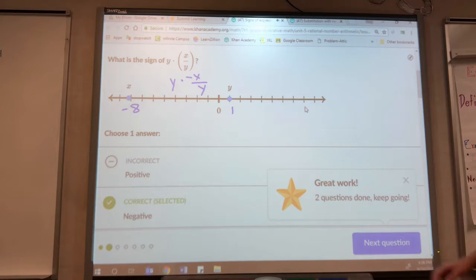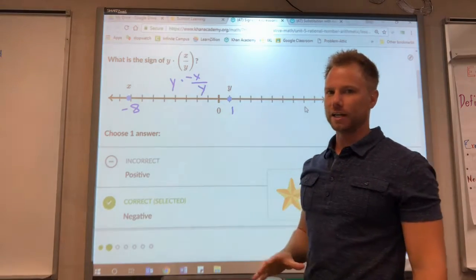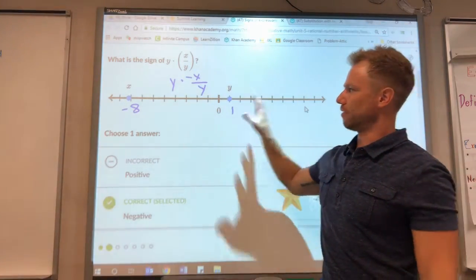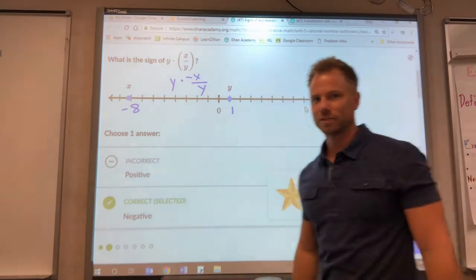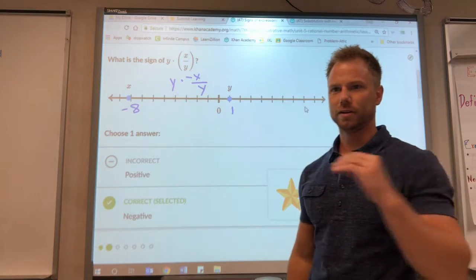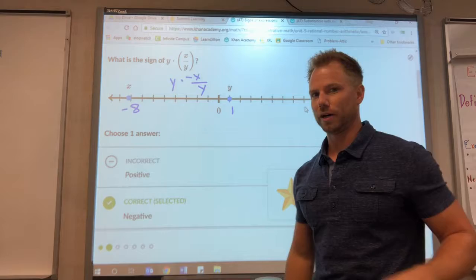Okay, if you ever have an odd number of negative signs, like 1, your final answer is going to be negative. If you ever have an even number of negative signs, then your final answer will be positive. Okay, that's a little trick to remember. Odd number of negatives, negative. Even number of negatives, it's going to be positive.